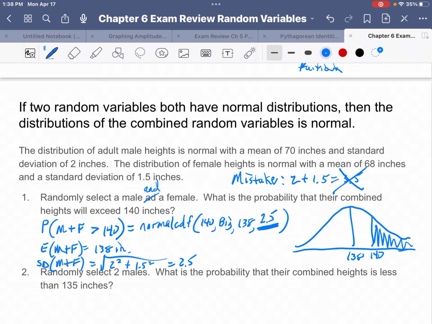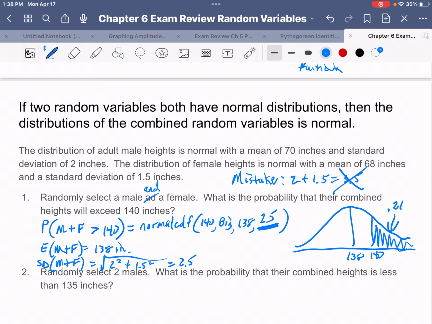And so now you want to grab your calculator and you want to do that whole normal CDF thing. So let's see, I'm trying to get to that phase on my calculator right now. So let's see, menu, statistics, distributions, normal CDF. We want to put 140 as the lower bound, some big number as the upper bound. The mean is 138, and the standard deviation is 2.5. And so the calculator tells me that this shaded area is roughly 0.21.